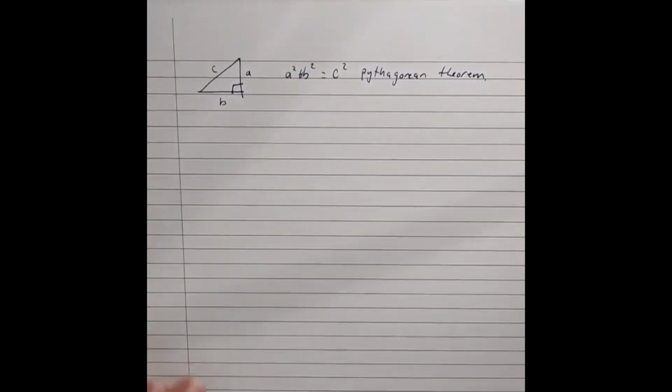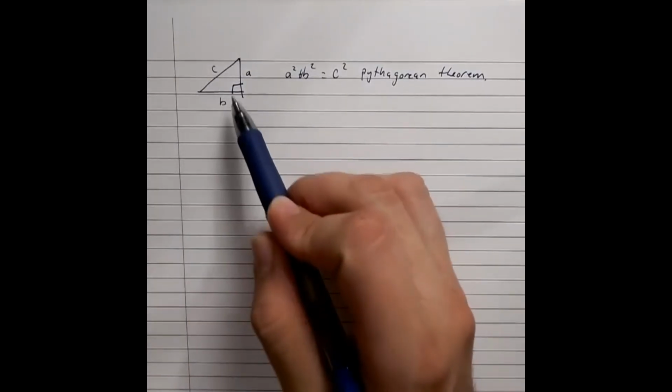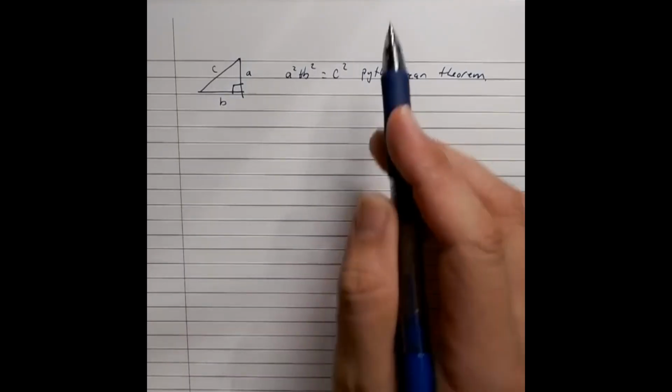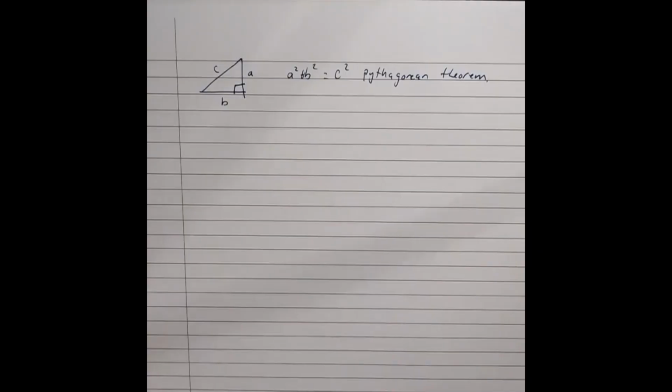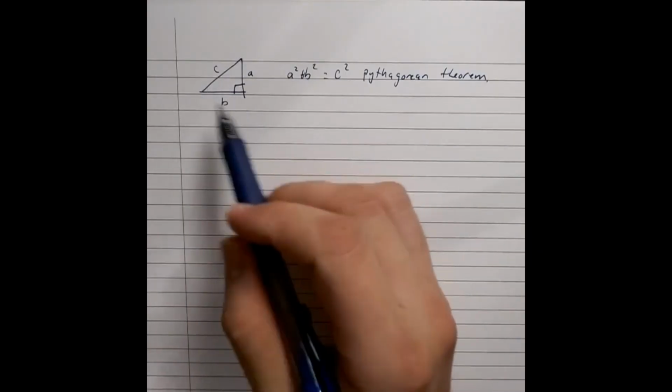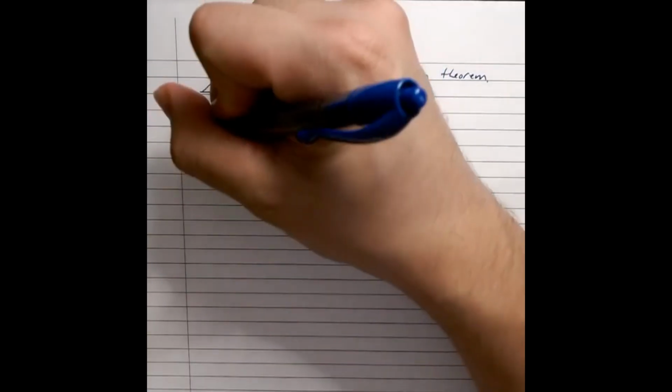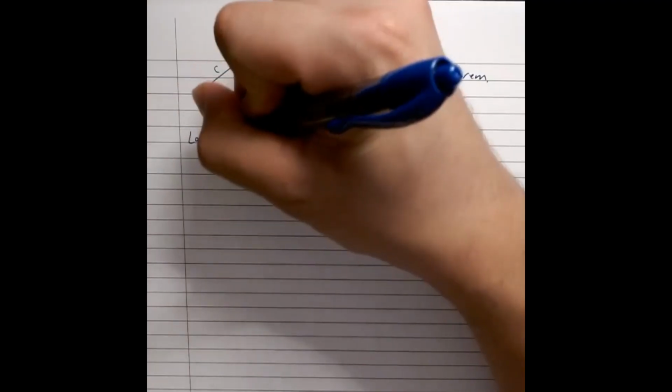And as useful as this has been, it is somewhat limited. Because if you don't have a 90-degree angle here, then this doesn't apply anymore. Well, the law of cosines is going to allow us to do something similar, but without the requirement for a 90-degree angle. So here, let's talk about the law of cosines.